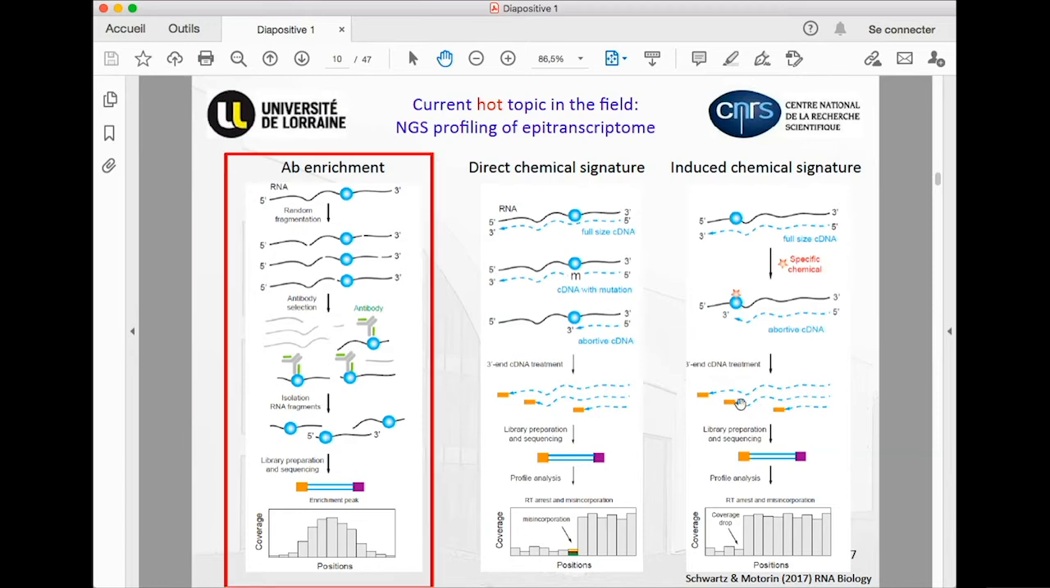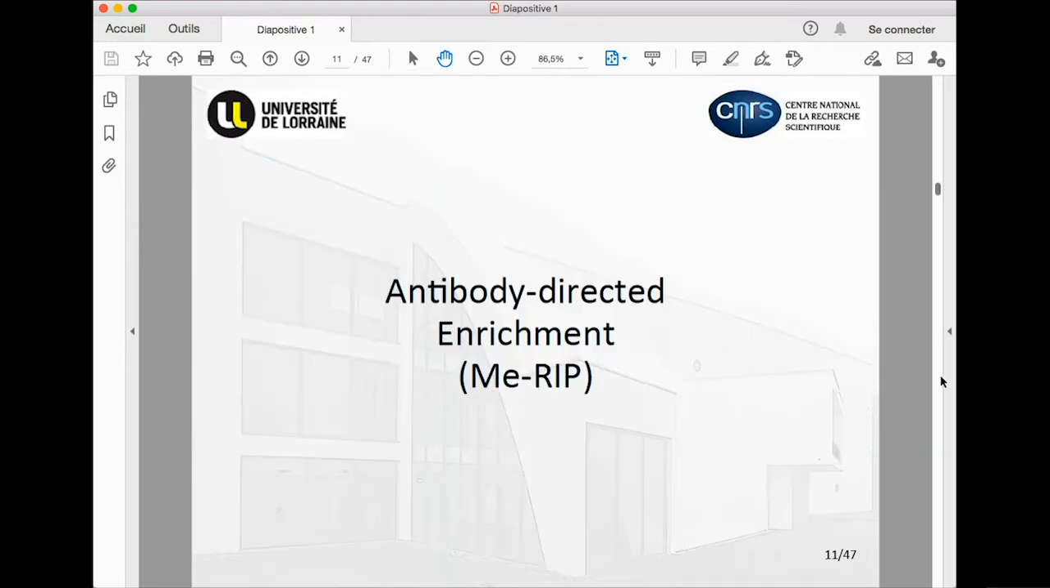So antibody-driven enrichment is extensively used in the field, so it will be described here. It has the name MeRIP, for methylated RNA immunoprecipitation. But of course, if antibodies against a modified nucleotide are available, it can be applied also to non-methylated modifications.